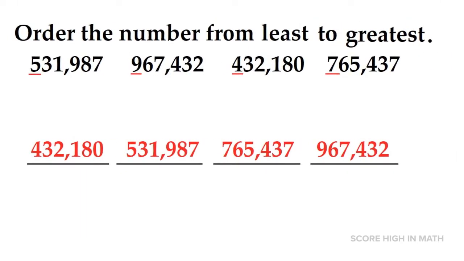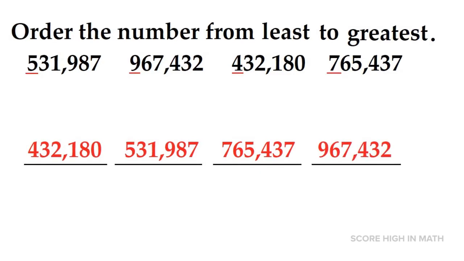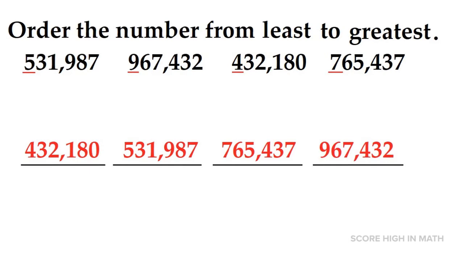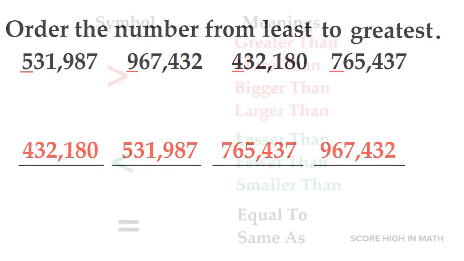This lesson is very easy, right? Just check very well the numbers, then read very well the question. If it is from least to greatest, arrange the numbers from smallest to biggest. If it is from greatest to least, arrange the numbers from biggest to smallest. Okay? Check the numbers very well so that you're not going to commit mistakes.